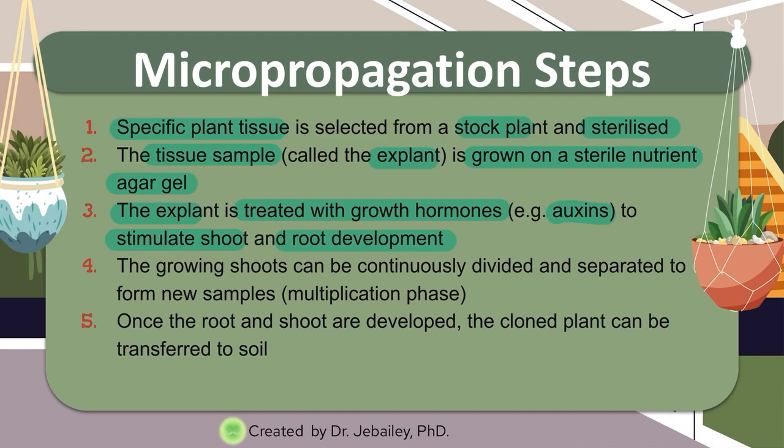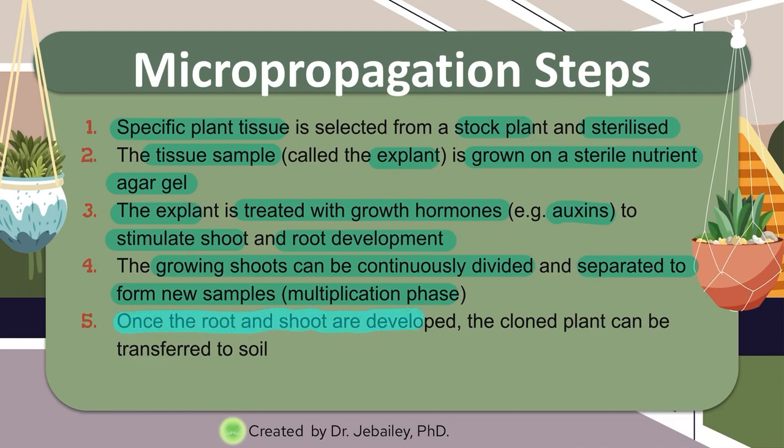That means you're putting a hormone to make these cells basically grow as a plant. And then the growing shoots can be continuously divided and separated to form new samples. That means, remember, you can get stem cells from the tip of the root and the stem cells from the tip of the shoot, right? So when you grow one, you can cut again and grow another one, and cut again and grow another one. So imagine you cutting so many different roots and shoots, and taking their stem cells and producing so many clones. So now you're making 100 plants that look exactly the same.